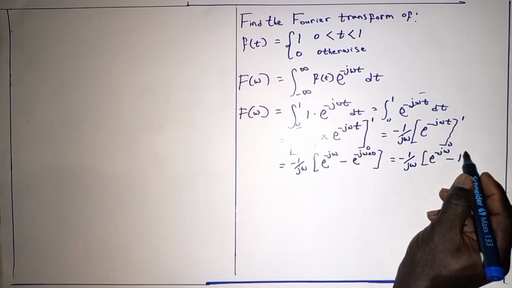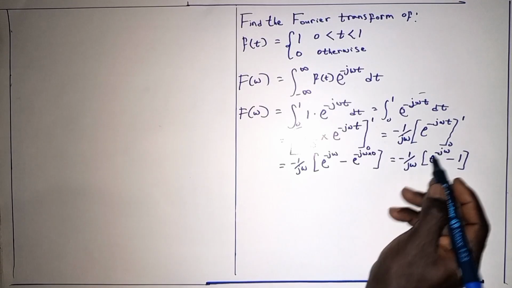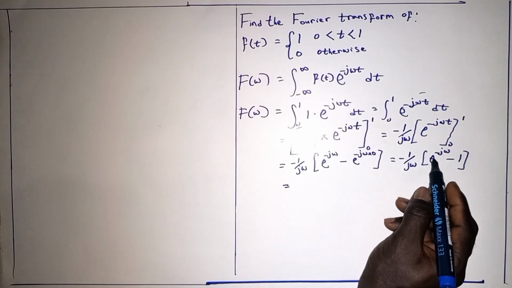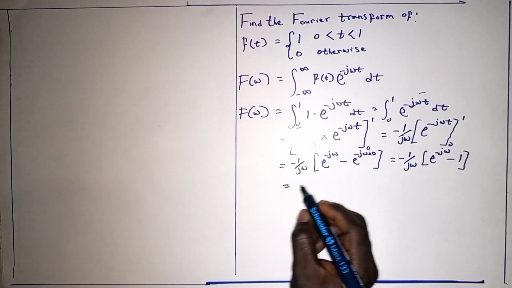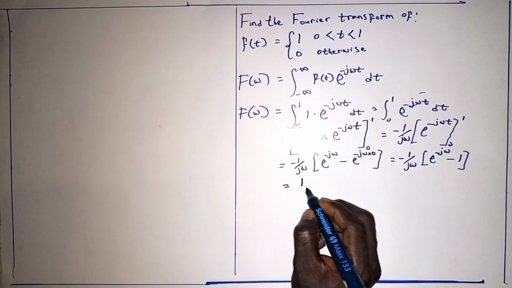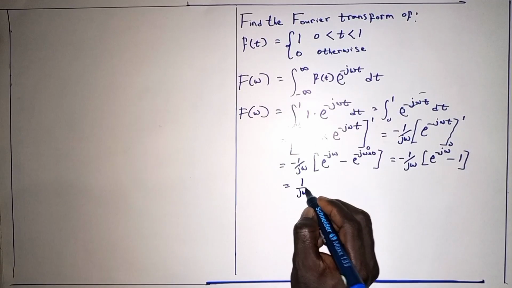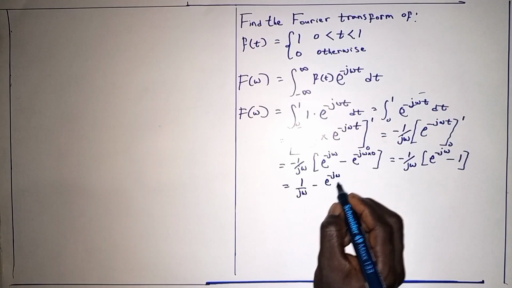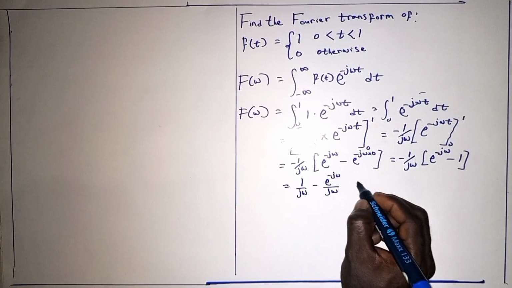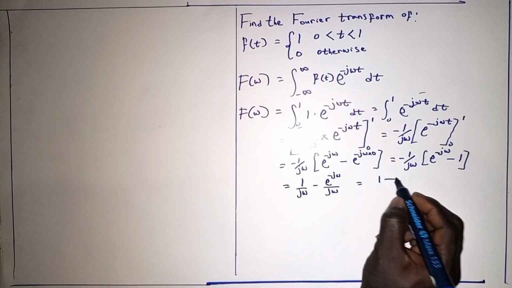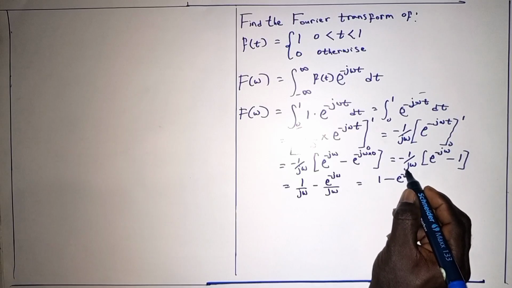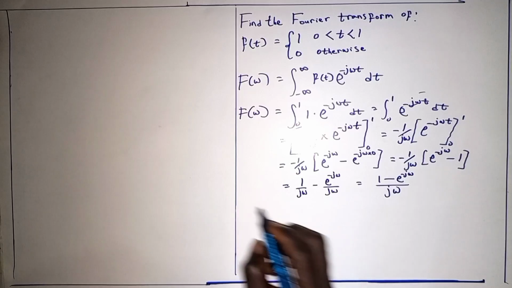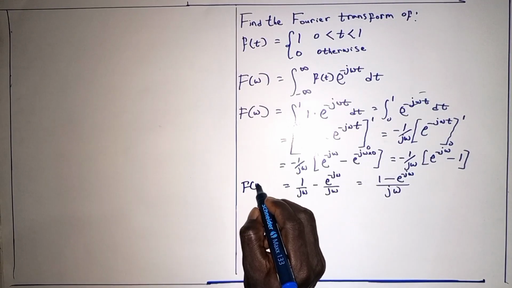jw minus 1. Then we use this to open the bracket. So we have this will give us minus, then this will give us plus. So rearrange it. We have 1 over jw minus, so we can write this as 1 minus over jw. So this is our f of w.